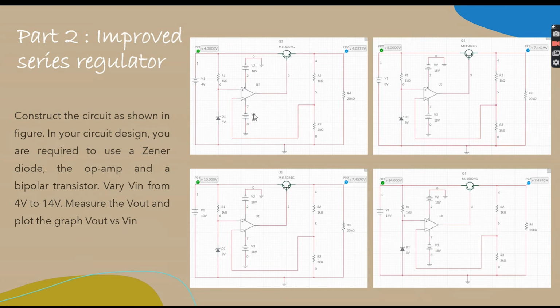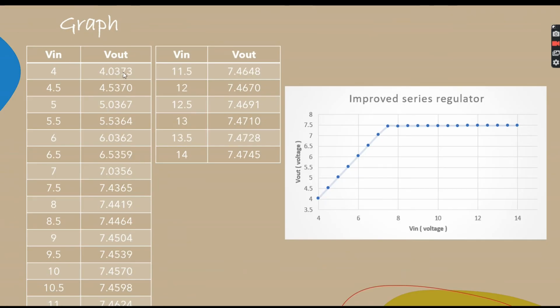So this is the schematic circuit for the improved series regulator. The question needs to measure the Vout from 4 volts to 14 volts, so I change the Vin the same way. This is the data I collected when I measured. Same Vin, from 4 volts, I increase by 0.5 volt until 14 volts. So I measured the circuit, I get this Vout, and then I plot the graph.